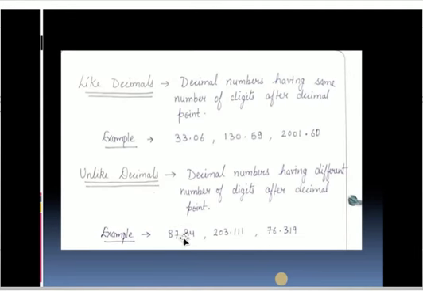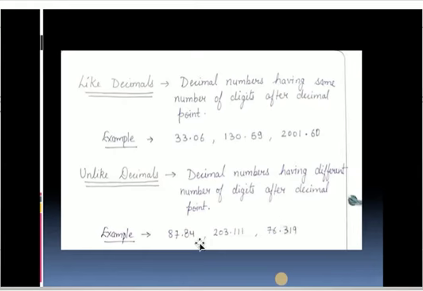Unlike decimals are those in which the number of digits after the decimal point is different. So if we talk about both of these numbers, this has 2 digits after the decimal point and this has 3 digits after the decimal point. So both of them are unlike. Similarly, if I talk about 87.84 and 76.319, both are unlike because both have different numbers of digits after the decimal point. But both of these are like decimals because this also has 3 digits after the decimal point and this also has 3 digits after the decimal point. I hope it is clear to you.